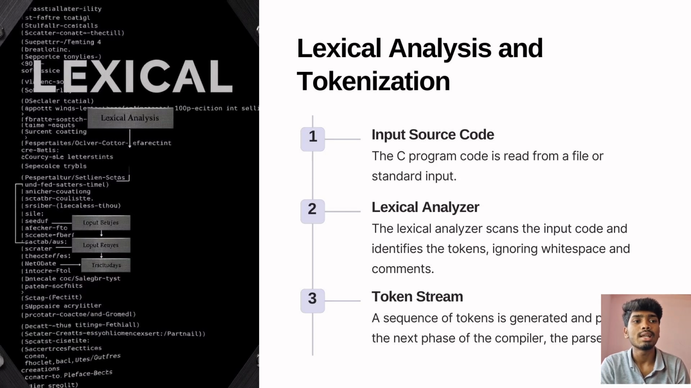Lexical analysis and tokenization. This includes input source code. The C program code is read from a file or standard input. Lexical analyzer. The lexical analyzer scans the input code and identifies the tokens, ignoring white space and comments. Token stream. A sequence of tokens is generated and passed to the next phase of the compiler, the parser.